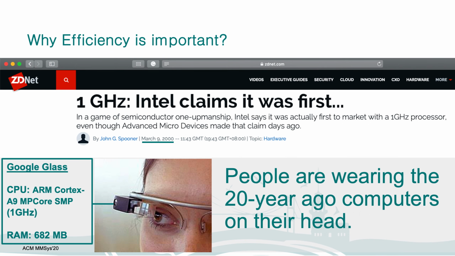We try to compare the capacity of smart glasses with computers in 2000, when Intel claimed it was the first to market with a 1 GHz processor. And you see the configuration here. Google Glass has a similar clock speed with limited memory capacity. As such, people are wearing 20-year-old computers on their heads.